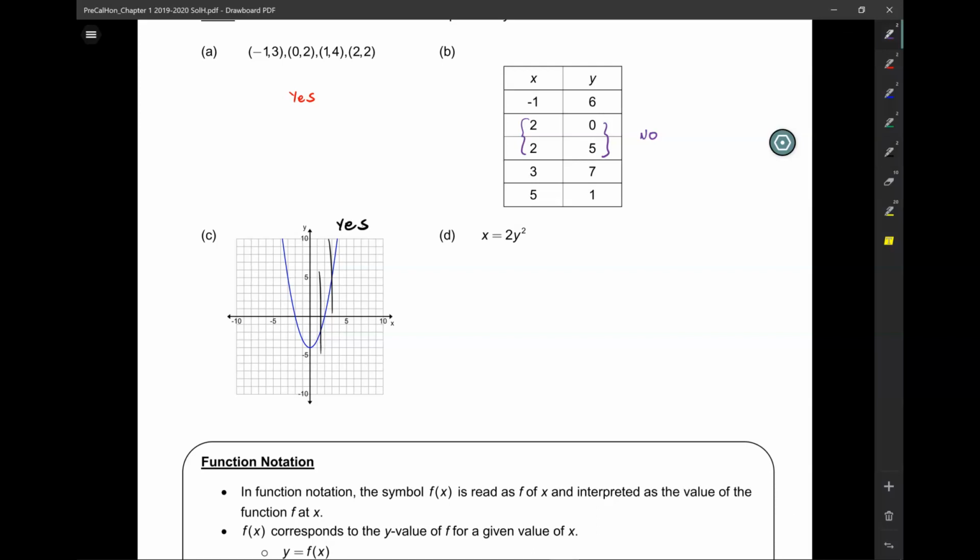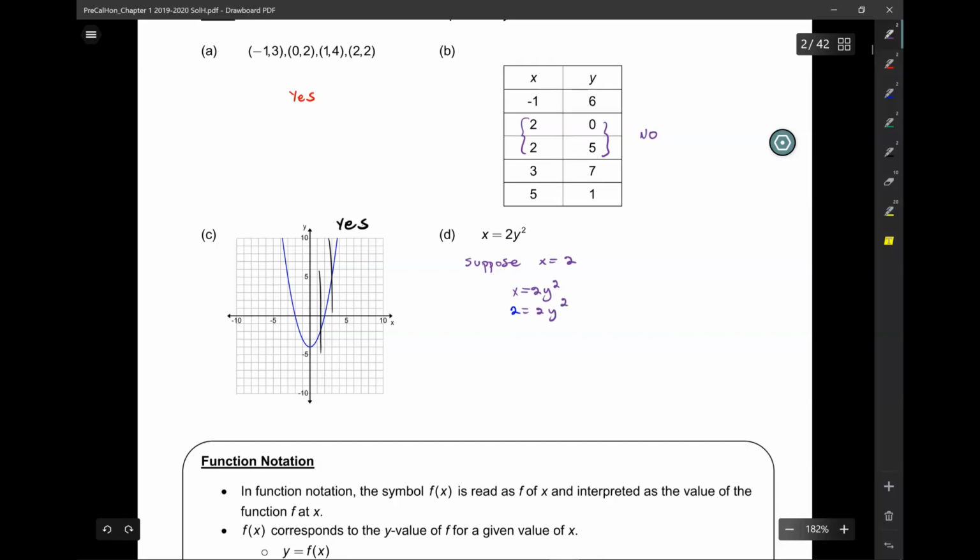Here, x equals 2y squared. Okay, so let's think about this one for a minute. Suppose you had a value for x. Give me a value for x. Pick a number, any number. 2. Okay, so suppose x is equal to 2. Now, this function, when I plug in the 2, it would look like this.